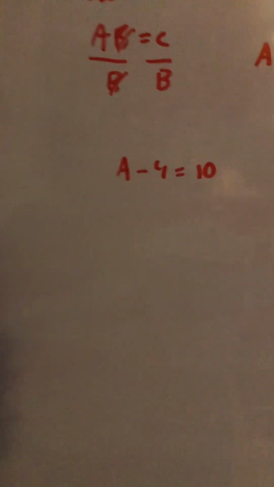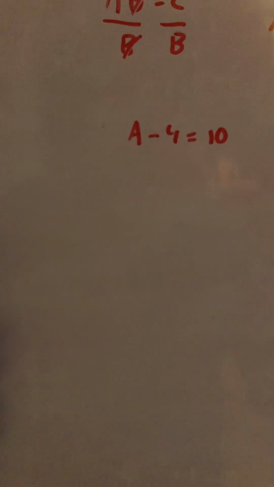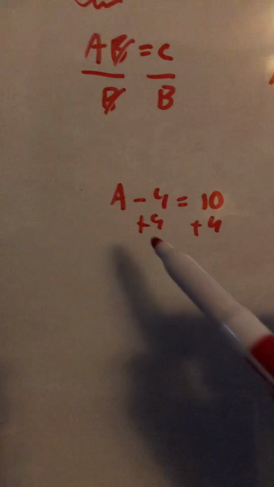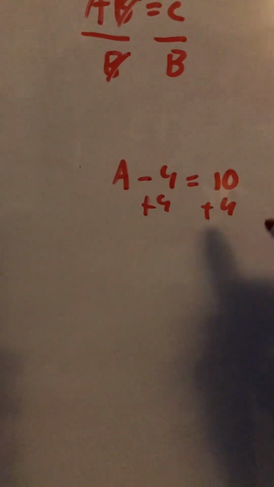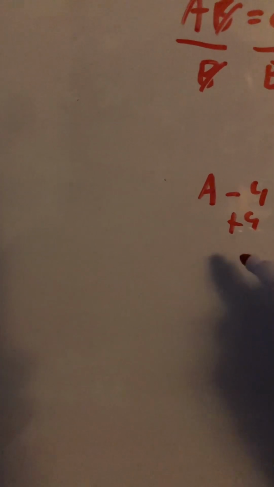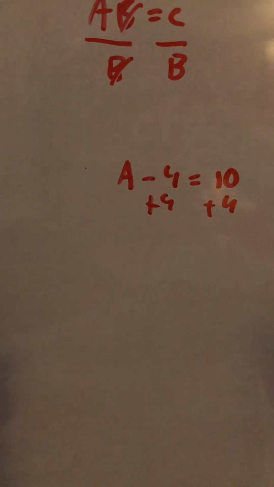What about this one? A minus 4 is equal to 10. Solve for a. How do I do this? I'm going to add 4 to each side of the equation, because notice it's negative 4 on this side, but on that side it would be positive 4. Then I want to get a by itself, so the two cancel out, because addition undoes subtraction, and likewise subtraction undoes addition. So a is equal to 10 plus 4, which is 14.